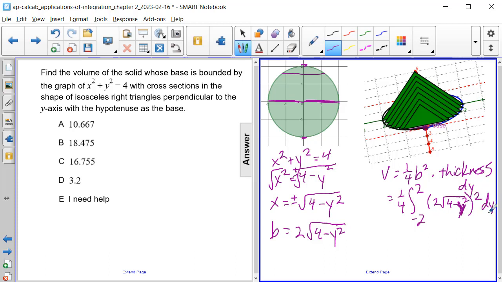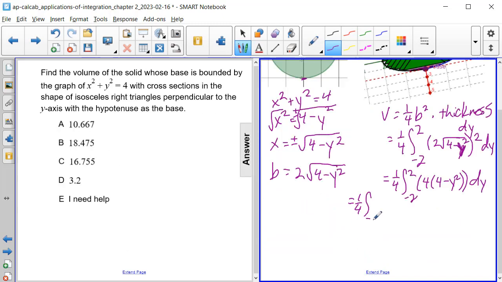And then dy. And remember, we have to distribute the square into both terms that occur. So we still have the 1/4 integral from -2 to 2. We have now 4 times, well, squaring a square root undoes it, so we have 4 minus y squared dy. We can also distribute the 4 to both terms in the parentheses, so we're going to have 1/4 times the integral from -2 to 2 of 16 minus 4y squared dy.